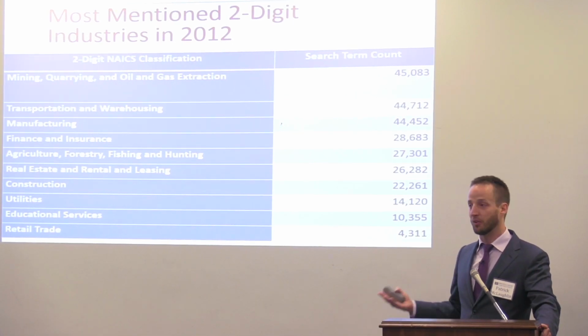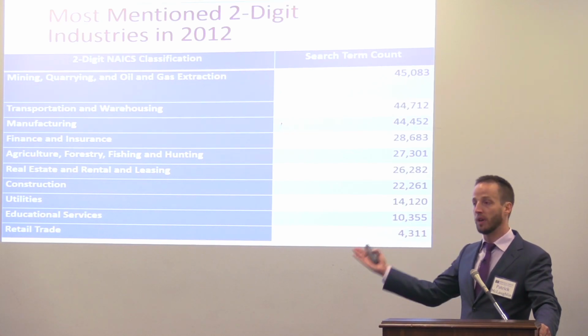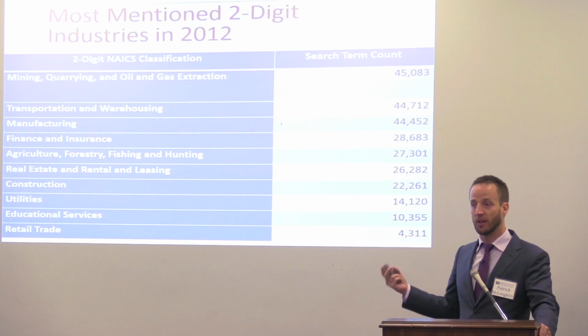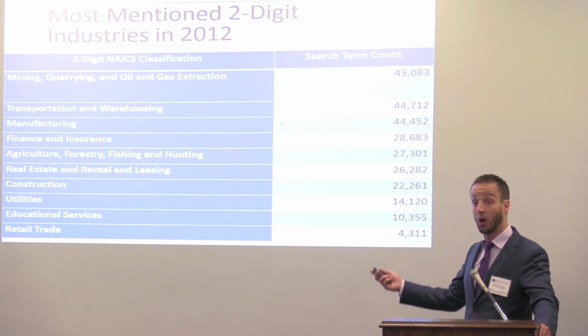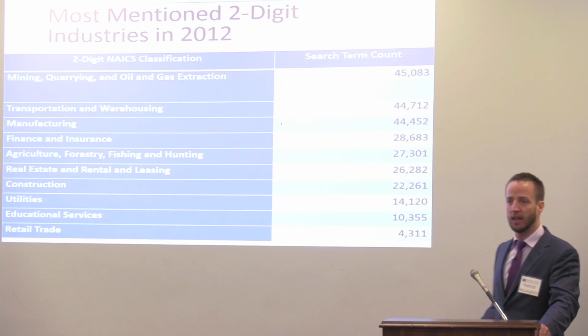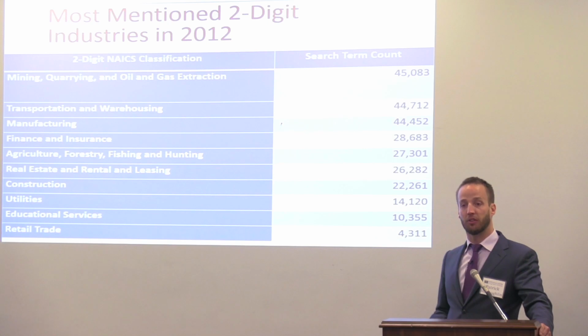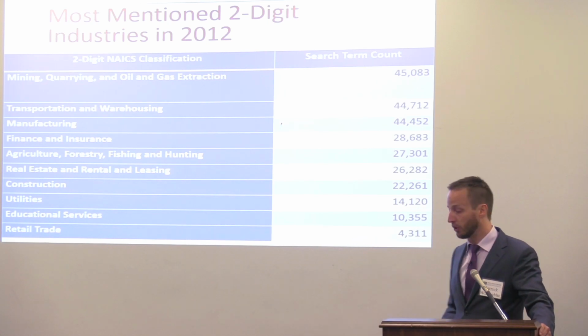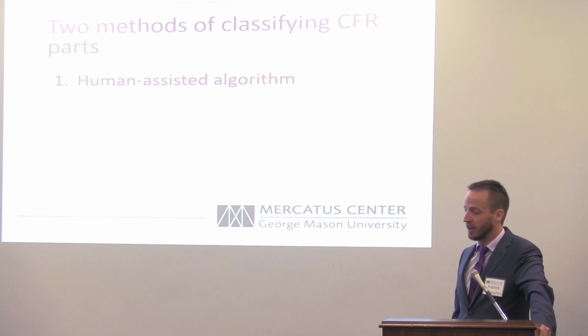Unfortunately, there's no gold standard to compare this to. This is the one and only industry-specific quantification of regulation over time. So that sort of test, that sort of validation method is about all we can do. That and see how it performs as a determinative of things like labor productivity, which I showed you earlier. So that's the search term method, the human-assisted algorithm.